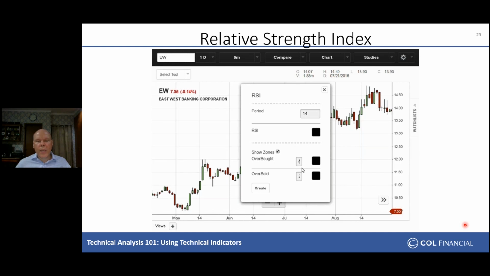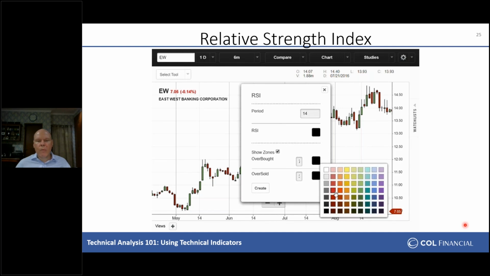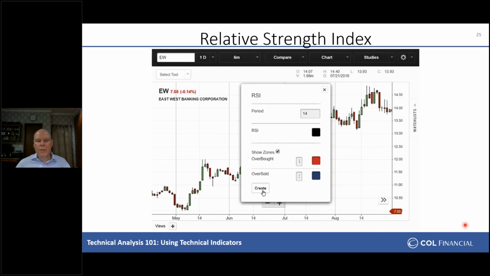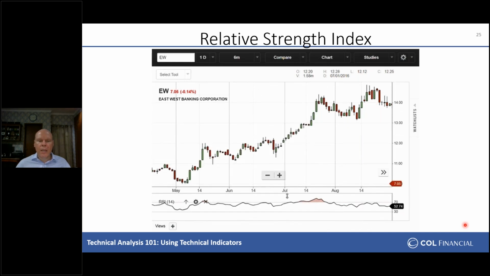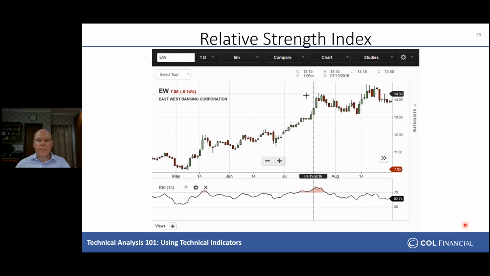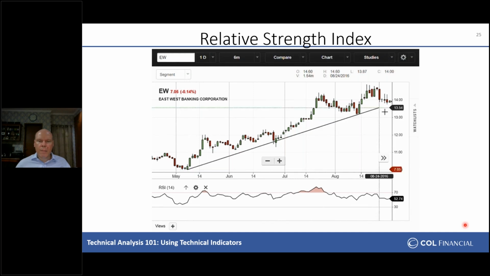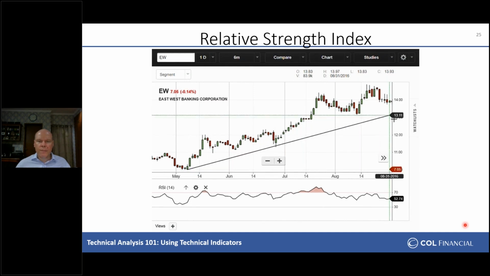I'm going to change this to 80% to 70%. On the bottom, I will make 30%. I will change the color. I will make the top overbought red and the oversold I'll make blue so you guys can see it. So here we have it in the bottom. This is the RSI. We'll just widen this. Okay. Now, I will just draw a trend line here so we can make an assessment of the trend condition.